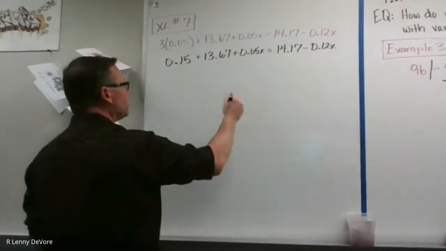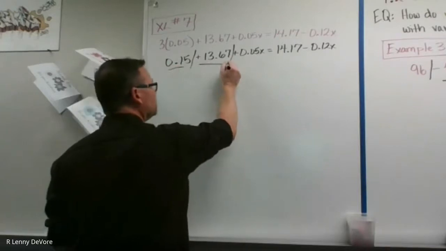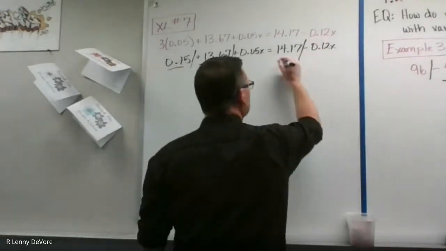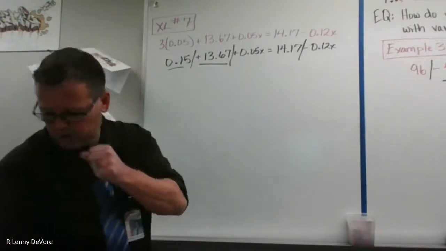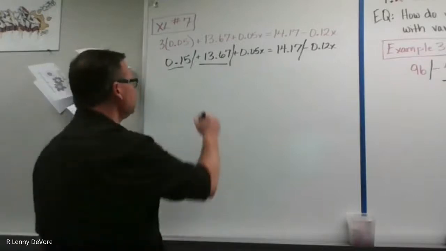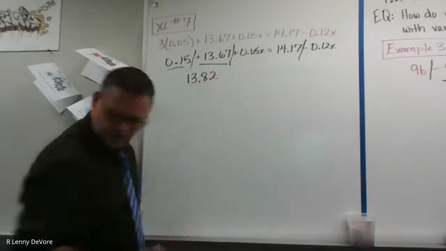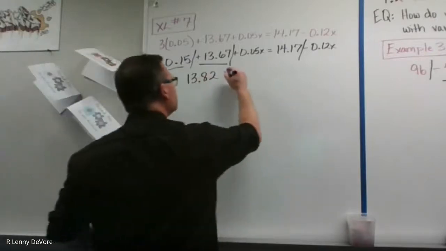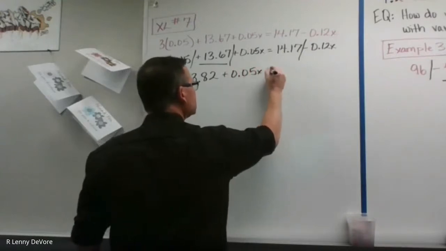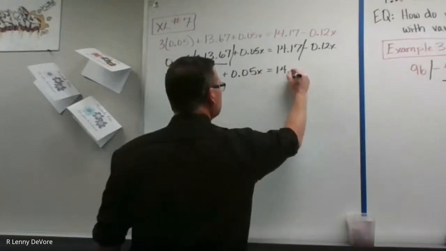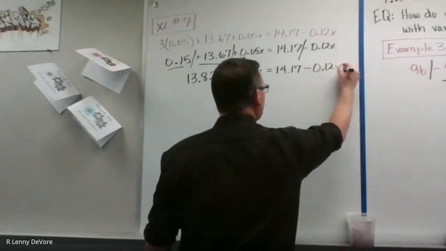Now, what I notice right here right away is when I separate these terms, these two can be combined. Everything else in here cannot be combined yet, okay? So when I combine these two, I end up getting 13 and 8200ths. Is that right? Yeah, 13 and 8200ths. Plus 0 and 5/10ths x equals 14 and 1700ths minus 0 and 1200ths x.